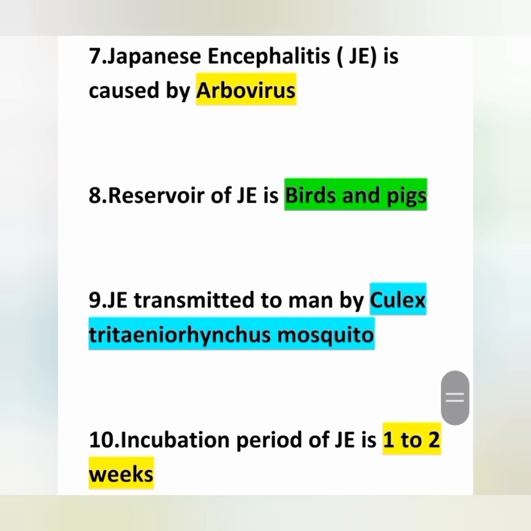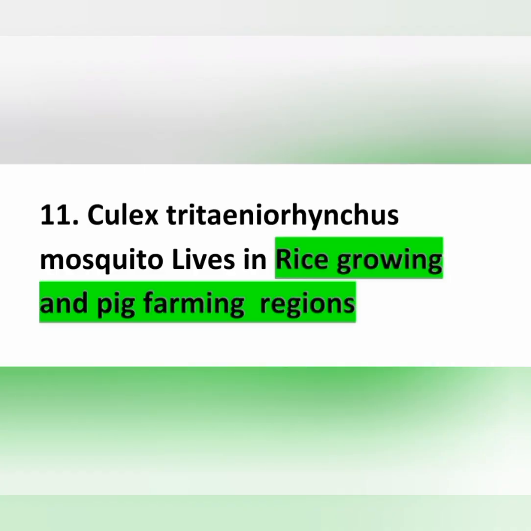And the next point, the Culex tritaeniorhynchus mosquito lives in rice growing and pig farming regions. That is the vector of Japanese encephalitis. The mosquito lives in rice growing and pig farming regions.